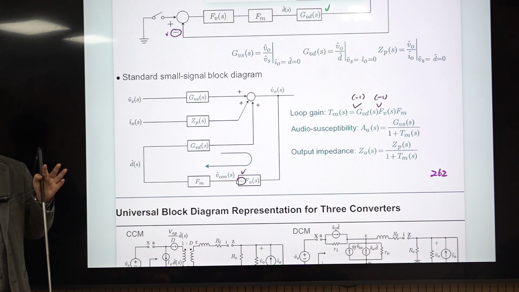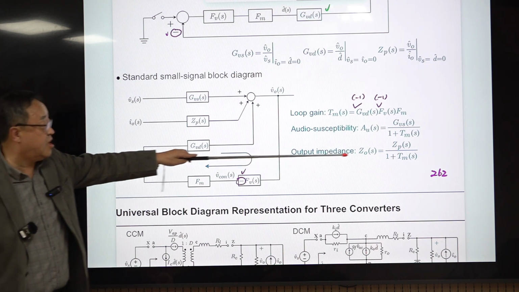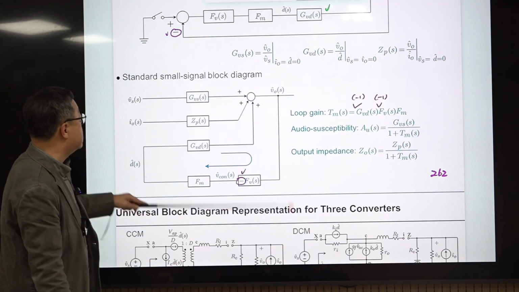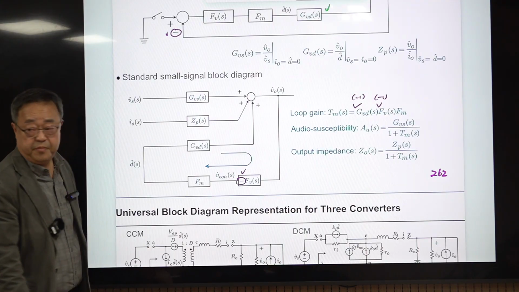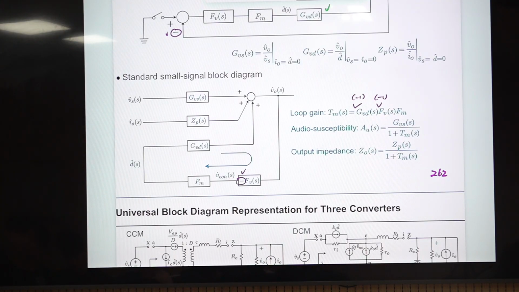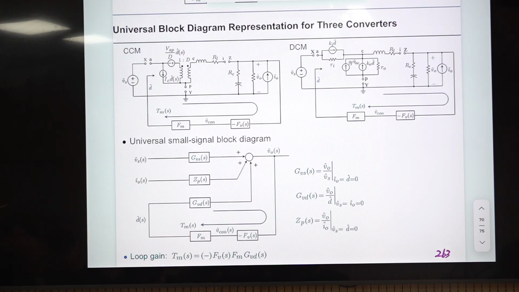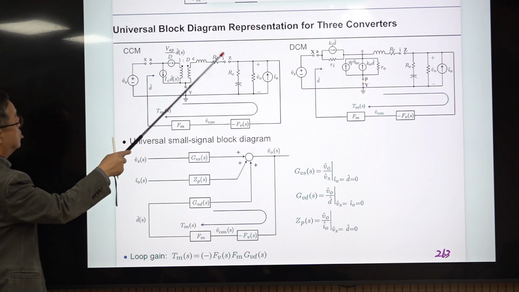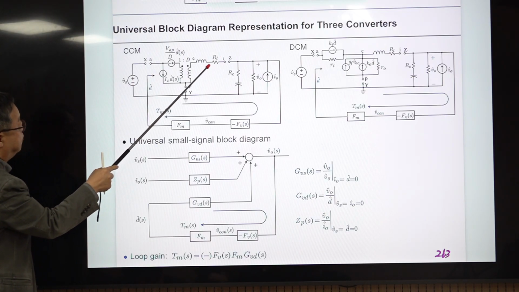The simplest possible case of Mason's gain rule is this one. Know this. So this standard small signal block diagram is in this form. Then how about the CCM and the DCM? So CCM has this small signal model. This is just the PWM switch model, the CCM PWM switch model, the simplified one.